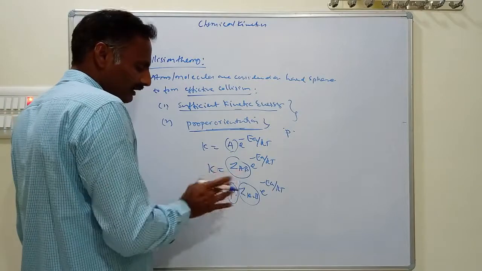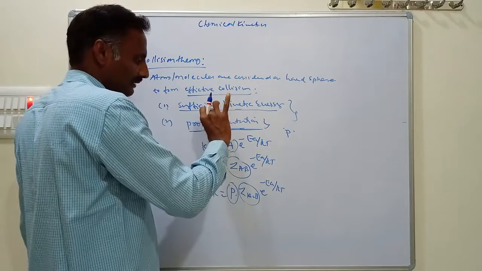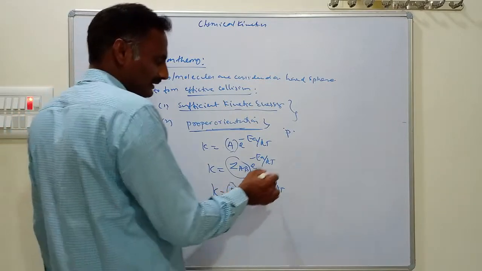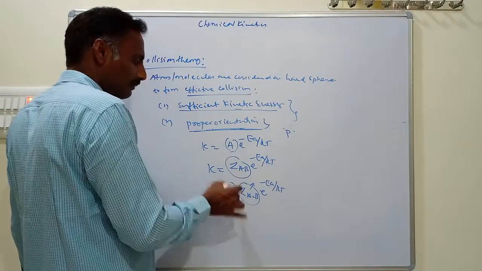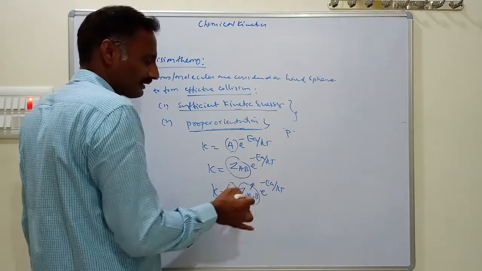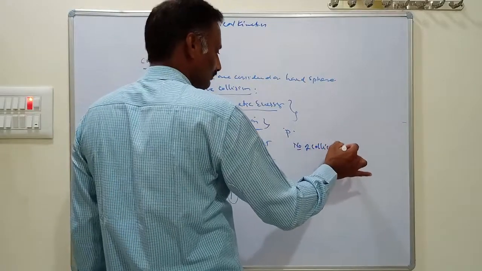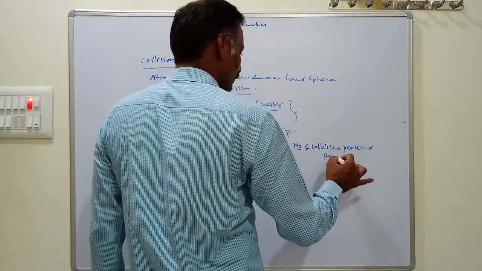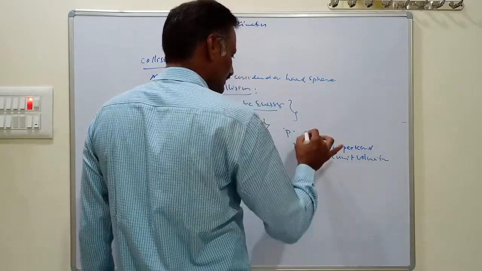The molecules which satisfy these two conditions become reactive and convert to products. Z_AB is the collision frequency, and P is the probability factor, which is nothing but the proper orientation of molecules. Collision frequency is nothing but the number of collisions taking place per second per unit volume in a reaction mixture.